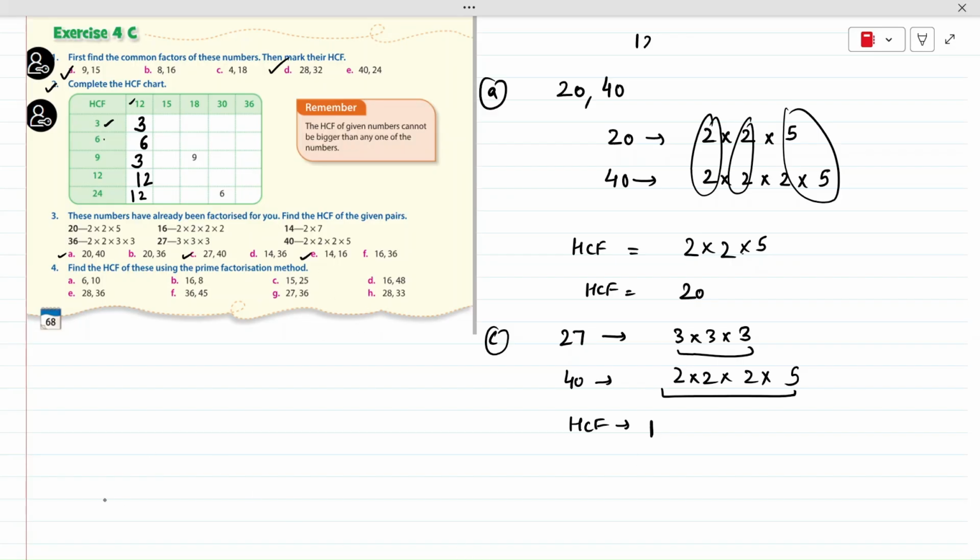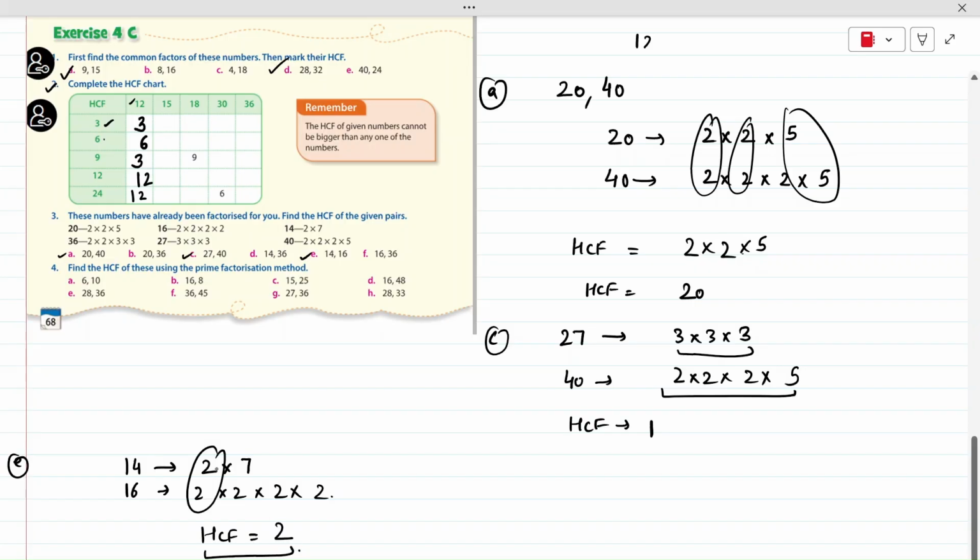Also, let me do the E part. Factors of 14, which is 2 and 7, and factors of 16, 4 times 2. So what is common? Only 2. Only 2 is common. So the HCF of 14 and 16 will be 2. It is the only number which divides these two numbers completely and is the highest in the factors. Okay, so kids, I hope you have understood question number 3 as well.